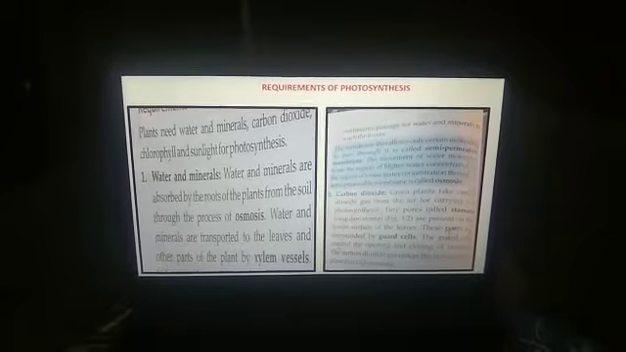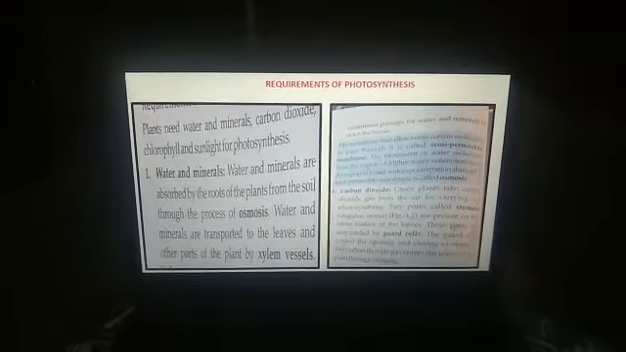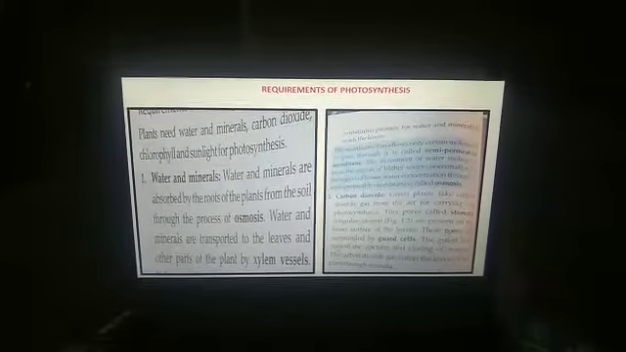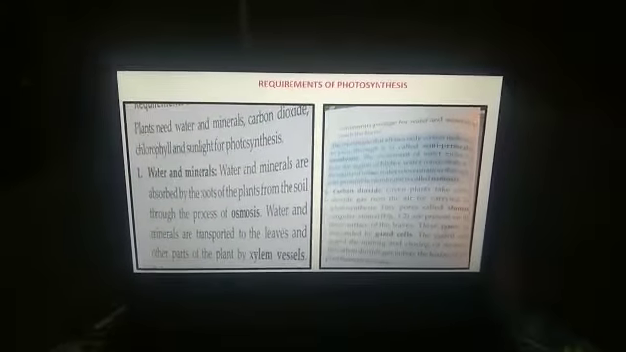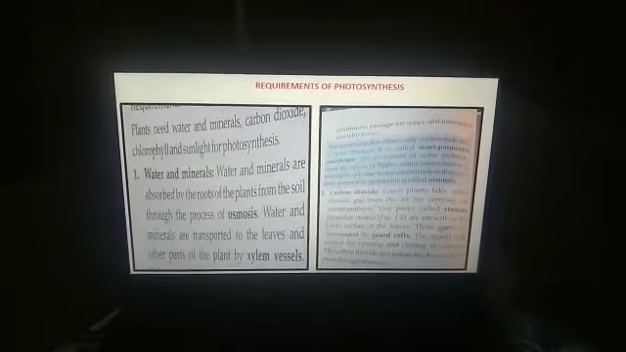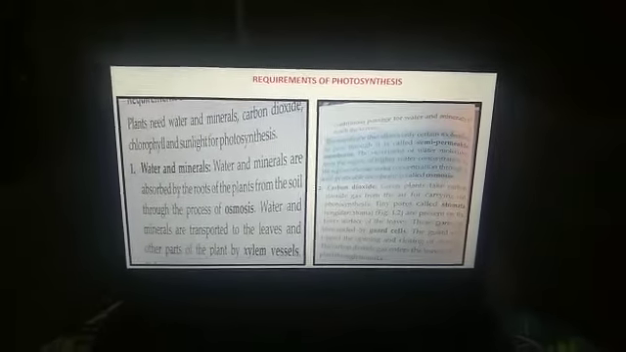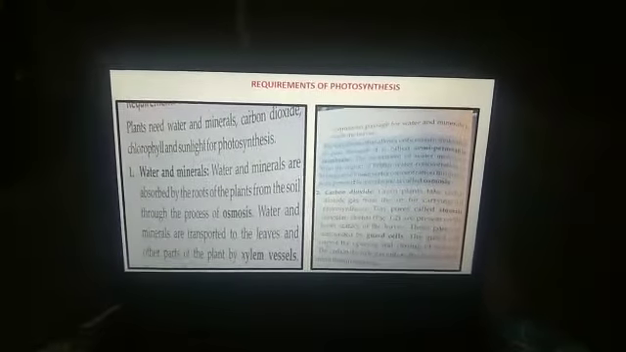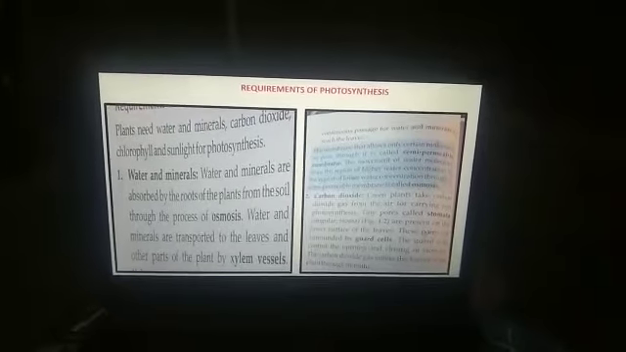About chlorophyll, I have told you earlier that chlorophyll is the green color pigment which is present in the cellular bodies of plant cells, which are called chloroplasts. Because of this chlorophyll, the leaves appear to be green in color, and this chlorophyll is responsible for trapping the sunlight, and it will convert the solar energy into chemical energy. So again, chlorophyll is a very essential component of photosynthesis.